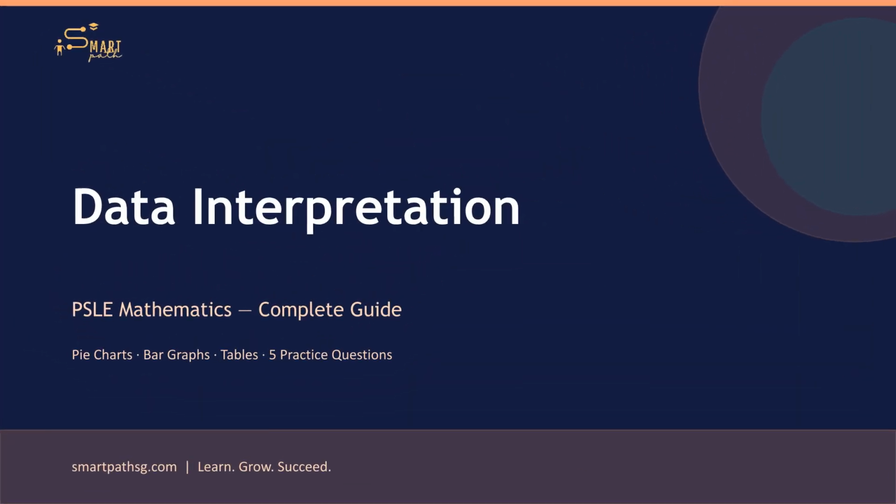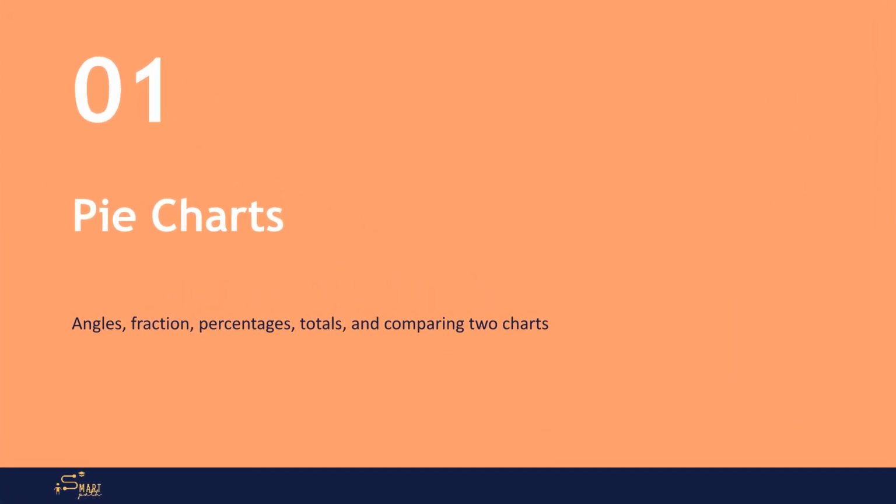Welcome. Today we cover all 3 data interpretation chart types tested in PSLE Mathematics: pie charts, bar graphs, and tables. We will conclude with 5 practice questions across both paper styles. We begin with pie charts, the most formula-heavy chart type. Mastering the angle fraction percentage relationship is key to handling any pie chart question.